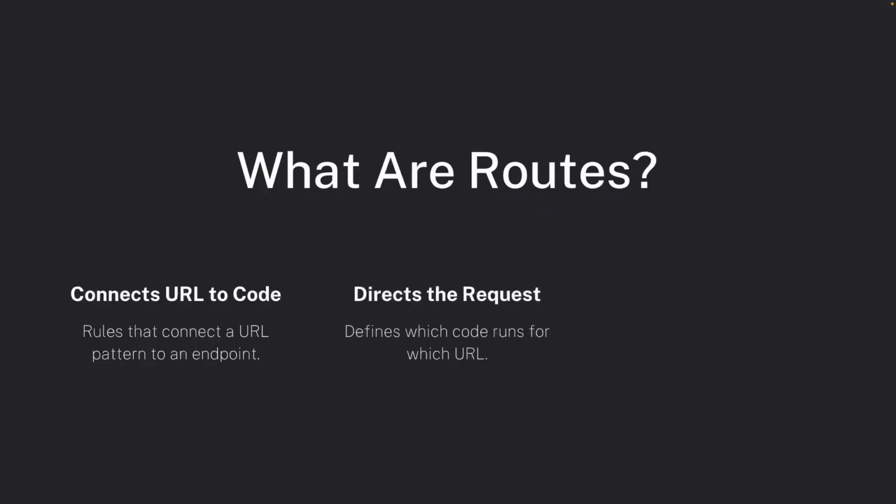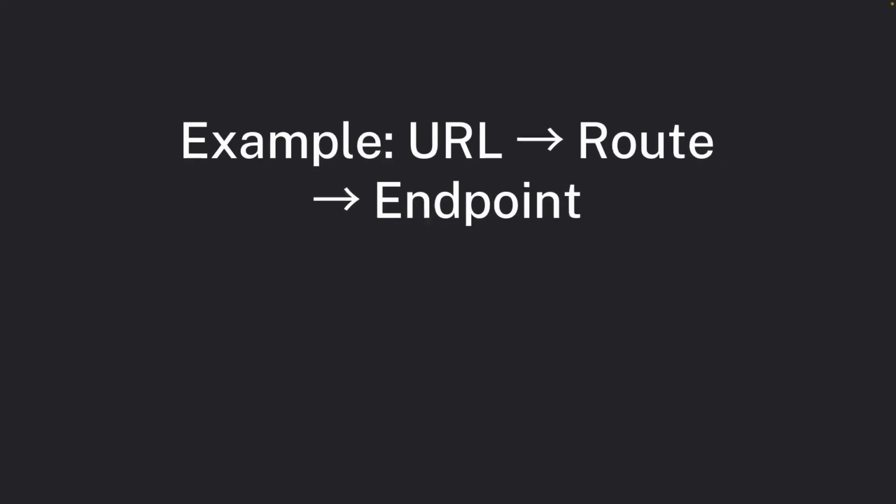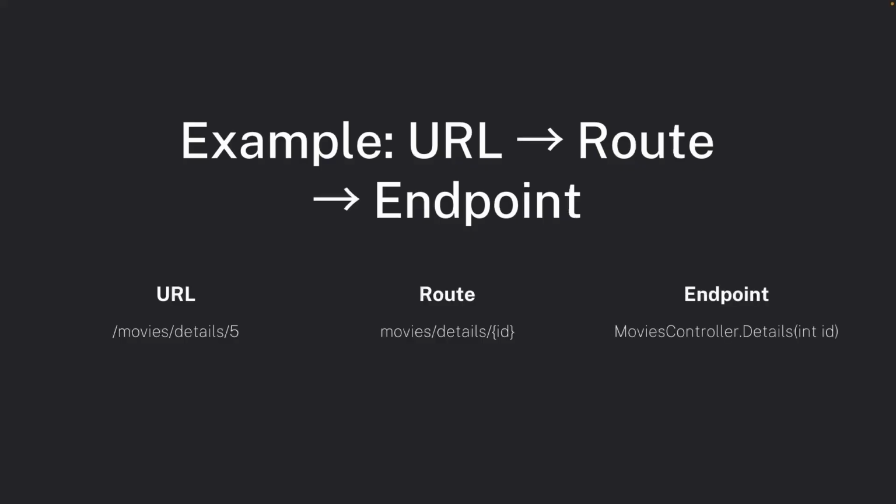Routes can include placeholders like ID, so they can handle dynamic URLs like movies/details/5. The URL movies/details/5 matches the route pattern movies/details/ID. The route system passes the value 5 to the details endpoint inside the movie controller. This is how ASP.NET Core knows which code to run when you visit a specific page.